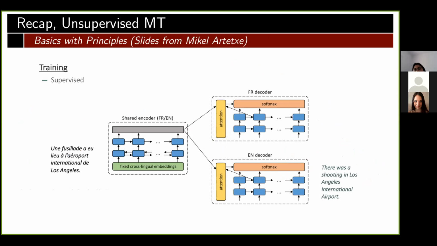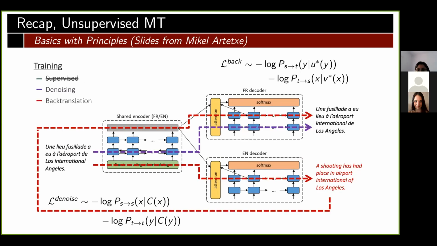You can have several encoders, one encoder per language, one decoder per language. You can have a shared encoder for all the languages and a shared decoder for all the languages. You can have different encoders with shared attention. There are really lots of possibilities to build architecture, but at the end, with all of them, what you are doing is this combination of denoising autoencoders and back translation.